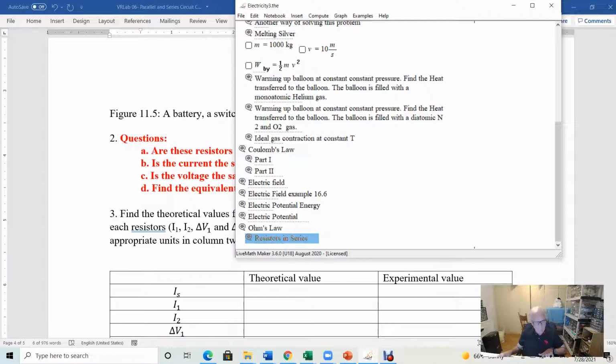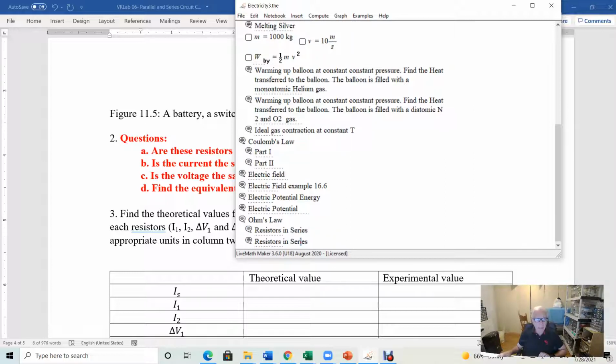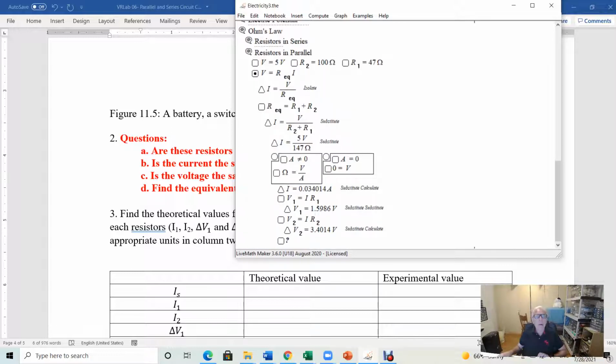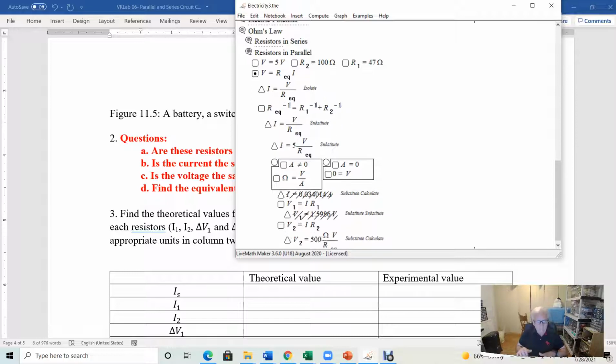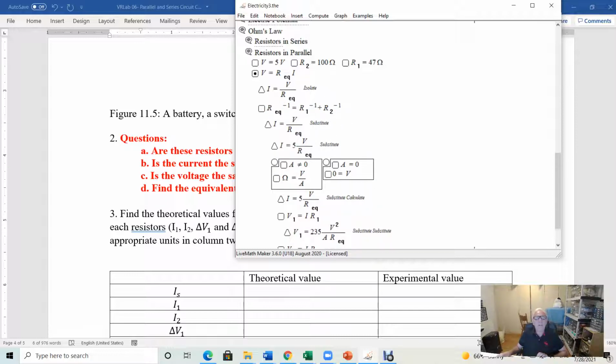I'm going to copy and paste that and just change some stuff here. Okay, the voltage is the same, the resistance is the same. What we end up having is Ohm's law, right? But now the equivalent resistance is going to be different. It's going to be the sum of the inverses, right? Sum of the inverses, like that.